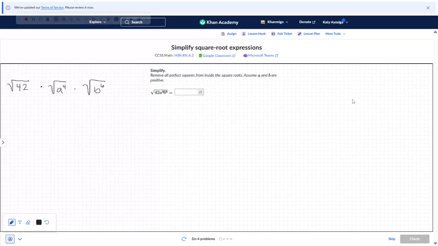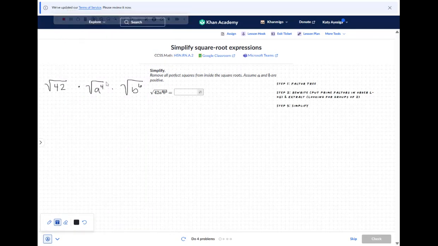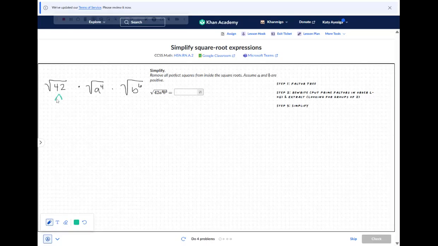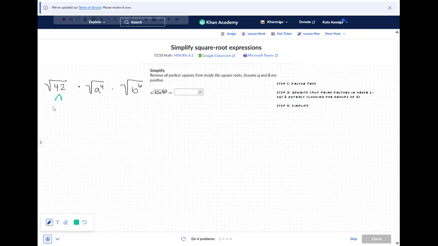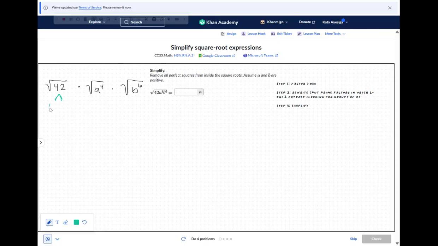I'm going to go ahead and copy and paste our notes for factoring. So give me a moment and I'll upload that. All right, so I've got our notes updated over here from our class. We're going to start with this 42, so we're going to make our factor tree. We're listing out all of the prime factors of 42. So we're thinking, what two numbers could multiply to get 42? I know that 6 times 7 gives us 42.